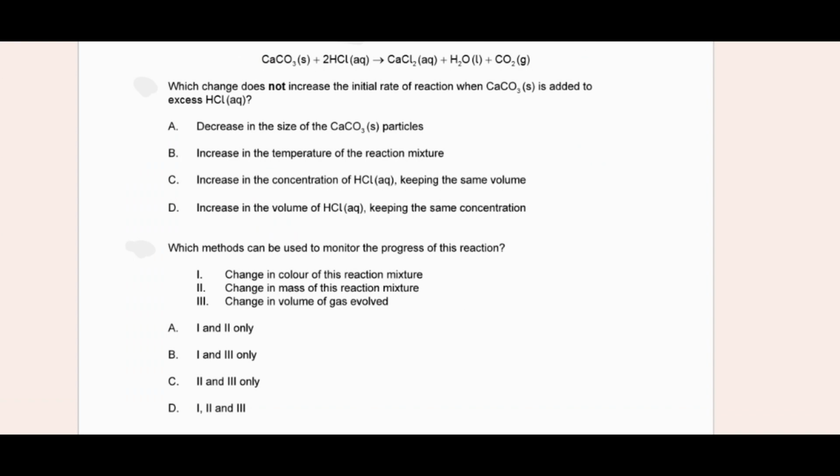Which methods can be used to monitor the progress of this reaction? Change in color of this reaction mixture? No, that's usually the case when we've got iodine. Then you can measure a change in color, change in mass. Yeah, you can measure a change of mass of this reaction mixture. Change in volume. Yes, we've got the carbon dioxide gas there, so you can measure the change in volume of gas evolved. So that will be 2 and 3, and that will be C.